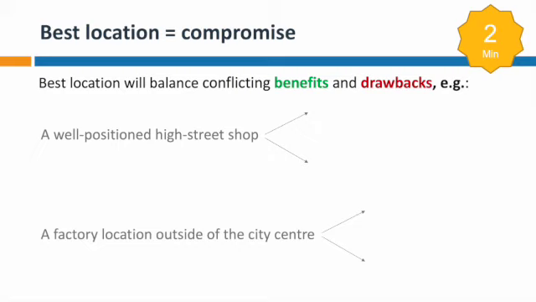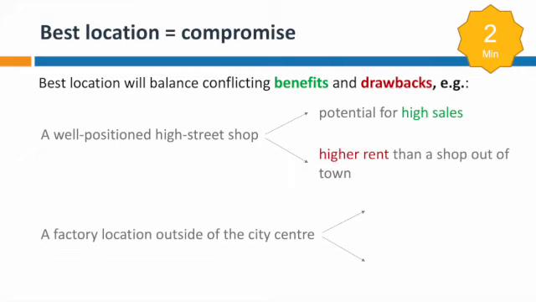But a well-positioned high street shop has good potential for high sales, so that would be a benefit. Because a lot of people are going through that area, you might actually get more customers than if you would be located in a less frequented location. However, if it's a well-positioned shop, then obviously you're probably going to pay higher rent for that shop compared to an option where your shop would be located, let's say, in the suburbs or even out of the town.